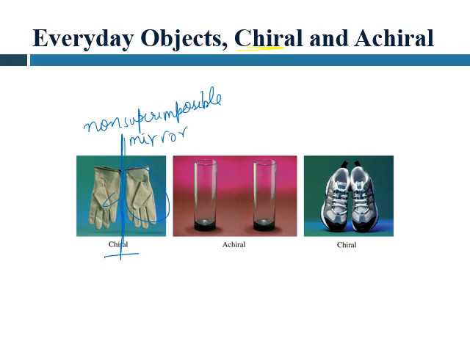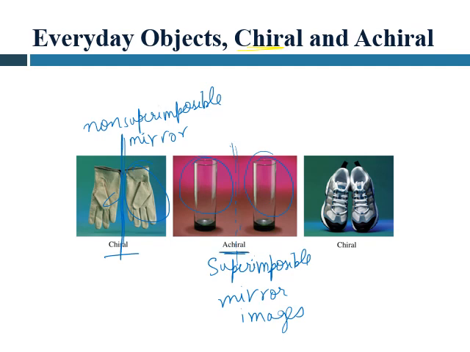If you take these two glasses, they look exactly the same. If you look at this, they are mirror images of each other. But if you lift this up and put it on top of the other, it's going to completely hide the second one. So this is superimposable. They are mirror images, but superimposable mirror images, which means they can hide each other completely. Therefore, they are achiral.